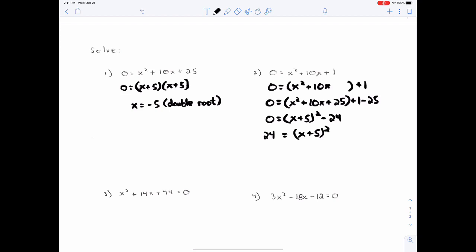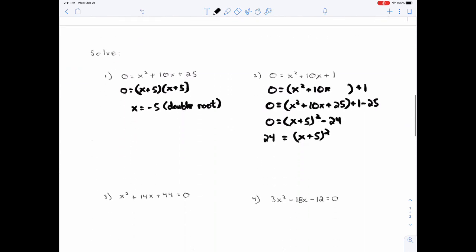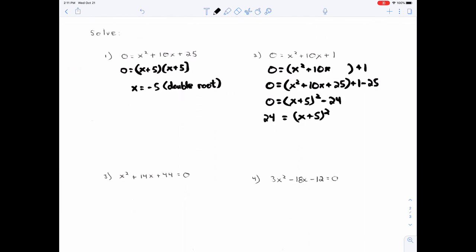And now I just do the exact same thing I did here on number 5, 6, 7, and 8. So what do we do? Take the square root of both sides. And that gives square root of 24 is going to be 2 square root of 6. You know what? I'll put an extra step in there. No, I think I'll leave it 2 square root of 6, sorry. Then x plus 5 equals plus and minus 2 square root of 6.